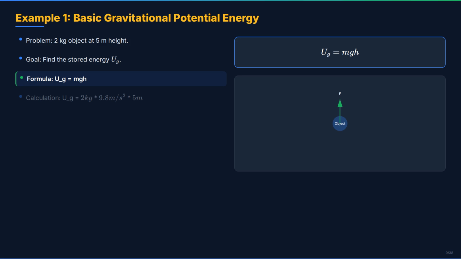Let's calculate. 2 multiplied by 9.8 is 19.6, and then 19.6 multiplied by 5 is 98. Therefore, the stored gravitational potential energy is 98 joules. The units confirm we calculated an energy value.